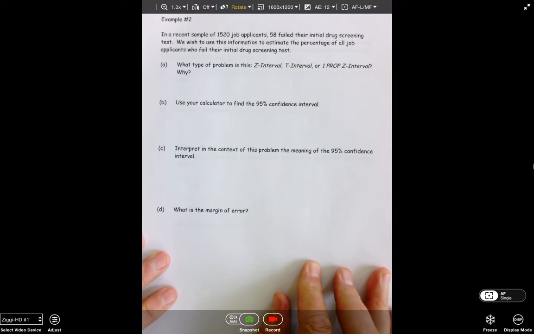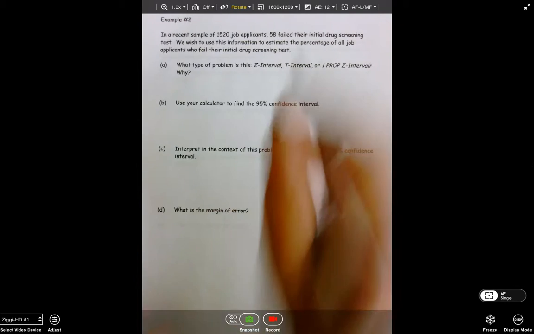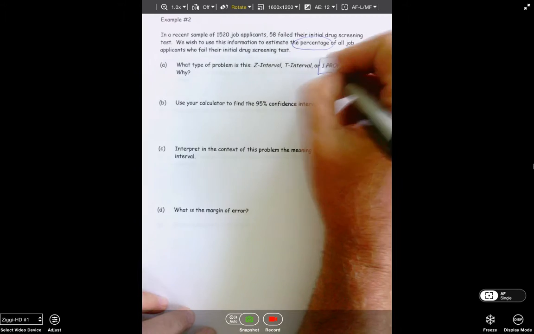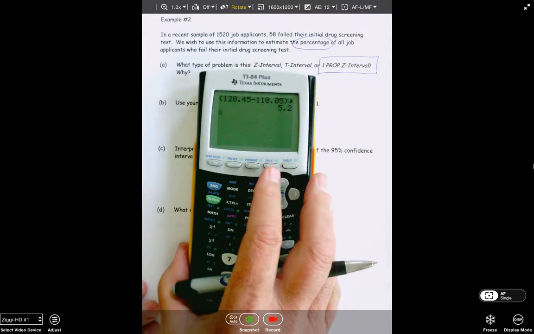All right, gang. In a recent sample of 1,520 job applicants, 58 failed their initial drug screening test. We wish to use this information to estimate the percentage of all job applicants who failed their initial test. So guys, we're trying to estimate a percentage here. So obviously we have a 1-prop Z interval that we're going to use. Use your calculator to find the 95% confidence interval.